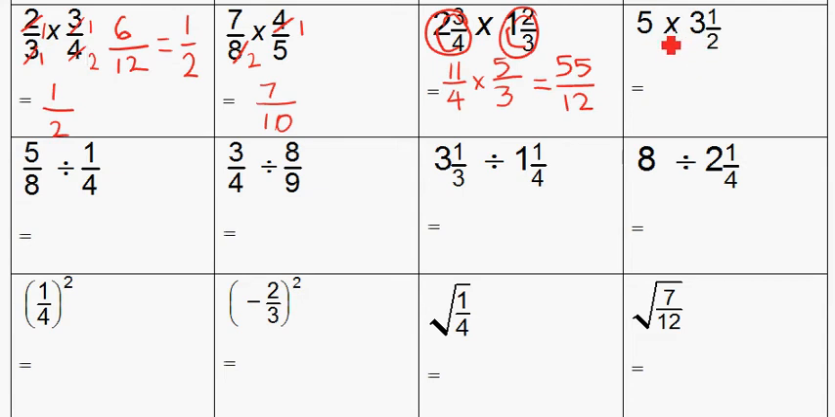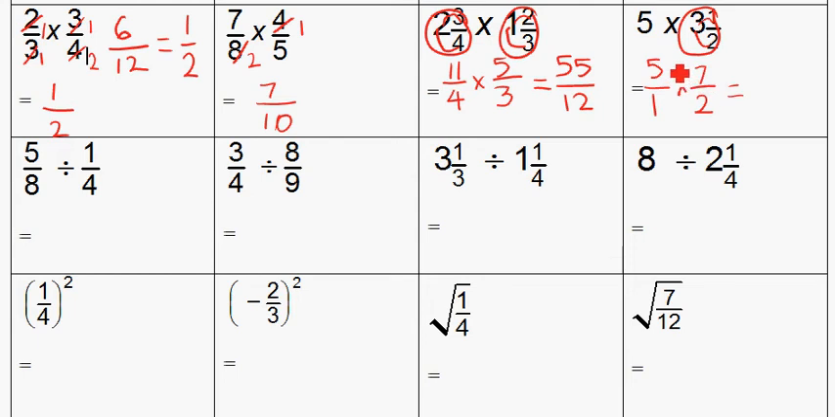There's a couple of ways we could do this. Of course, 5 times 3 is 15, 5 times a half. 5 halves would be another 2 and a half added on to the 15, so 17 and a half doing it in our head. But using the method we've just been using, 5 can be written as 5 over 1. Any whole number can be written as a fraction by putting it over 1. Changing this, 3 and a half, how many halves altogether? 3 2's are 6, plus 1 is 7.